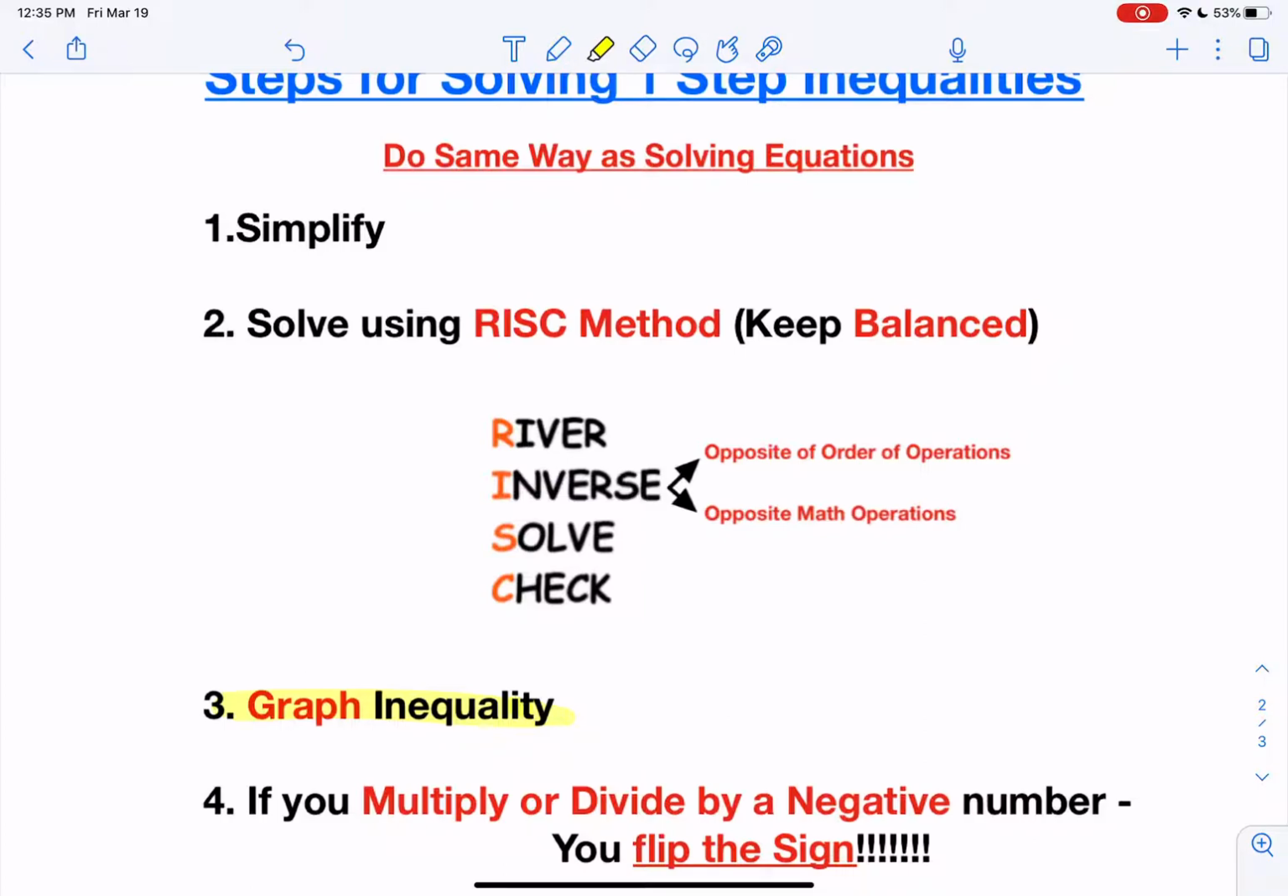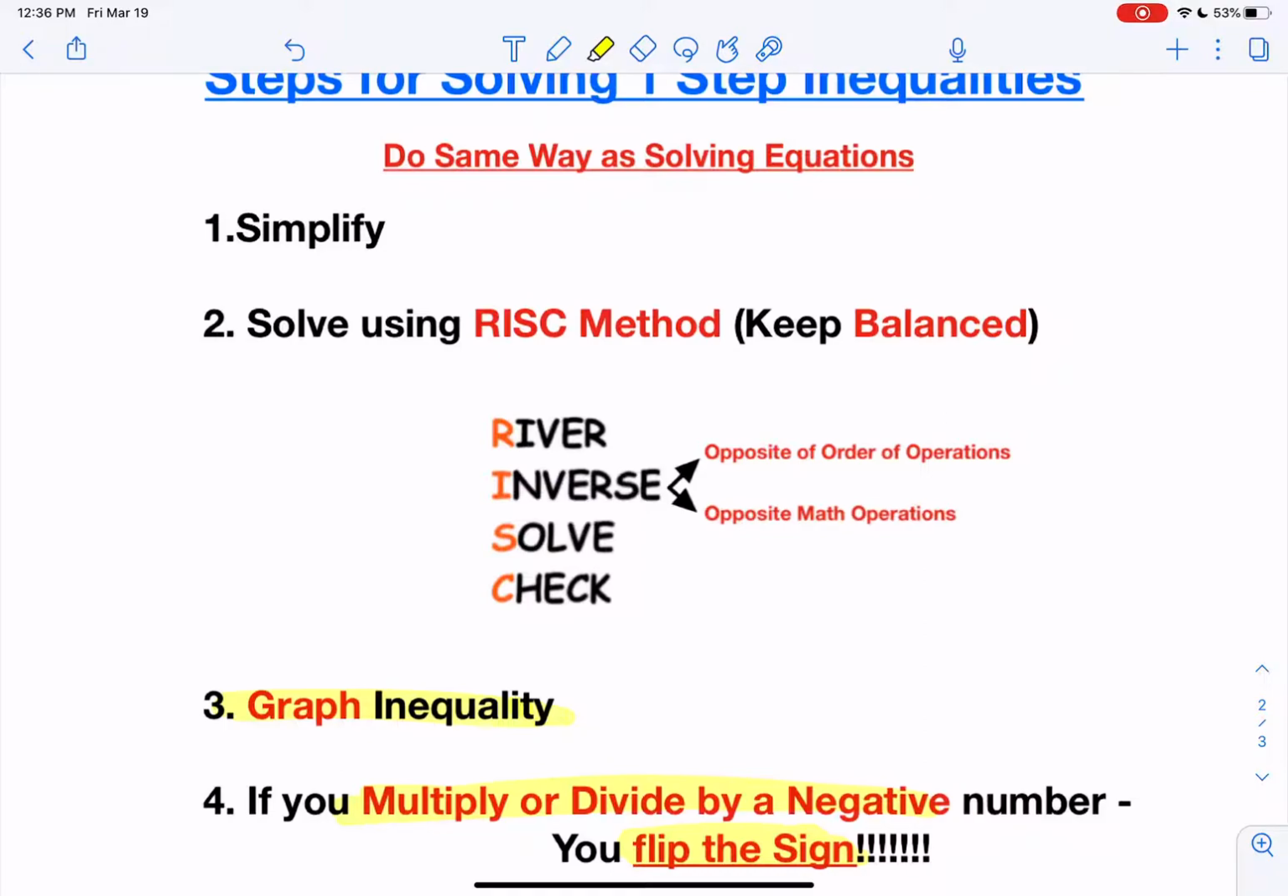The only other thing that's different between inequalities and equations is that if you multiply or divide by a negative number when you're solving inequalities, that's going to cause you to flip the sign. Pac-Man will face the other direction. But everything else is the same.